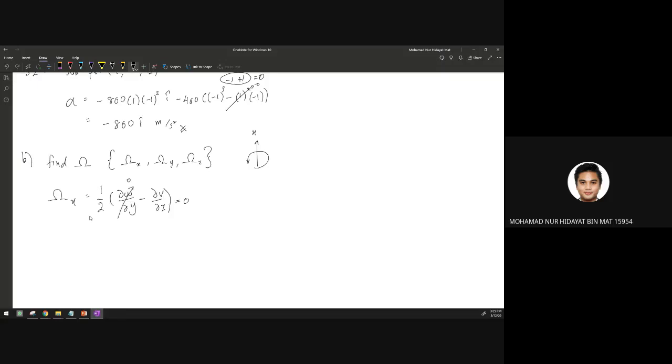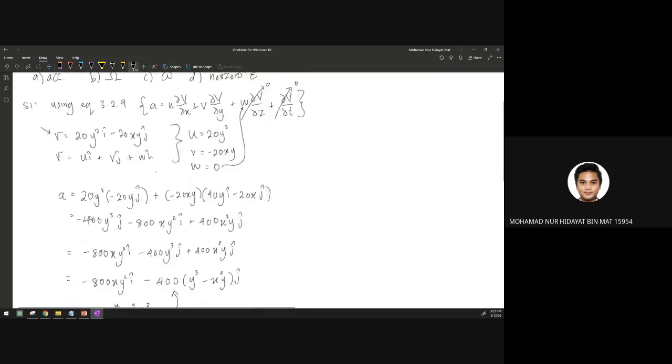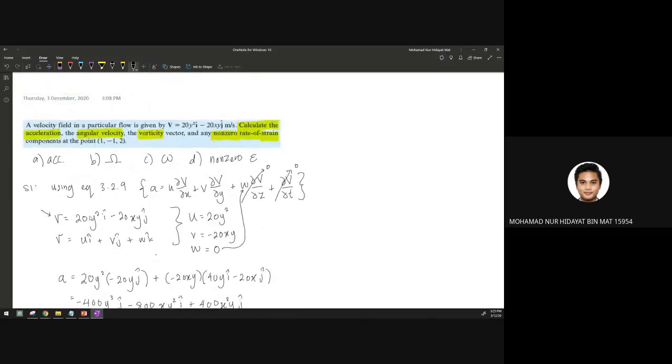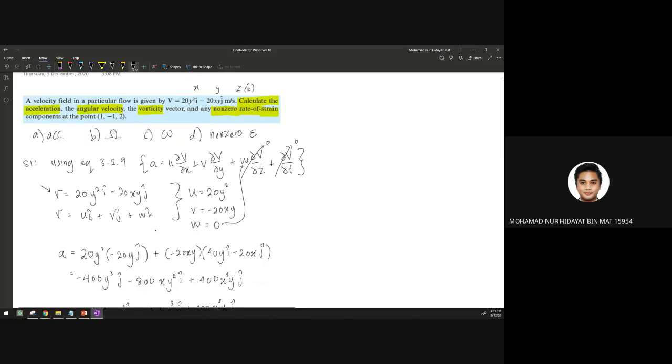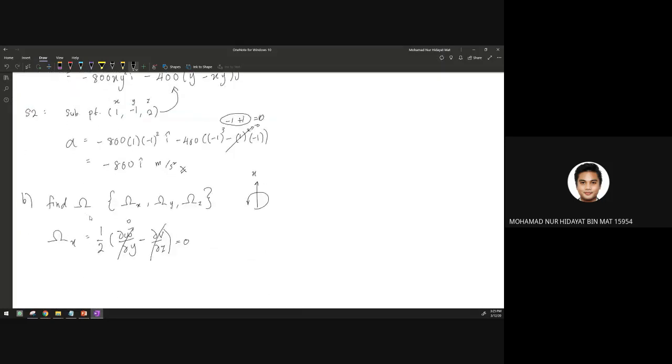Is there any z component? You can see this vector only has x and y components, i and j. There is no z component, which is k. Remember? So definitely we cancel out. So the angular velocity for the x component equals 0.